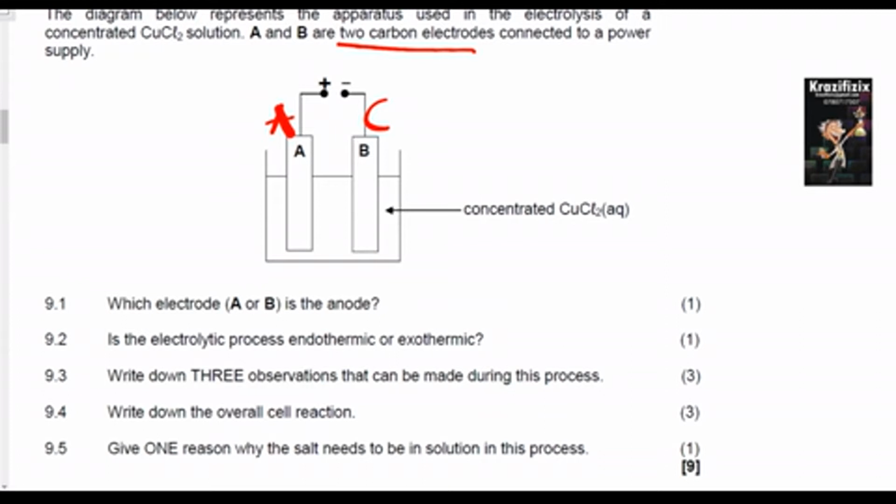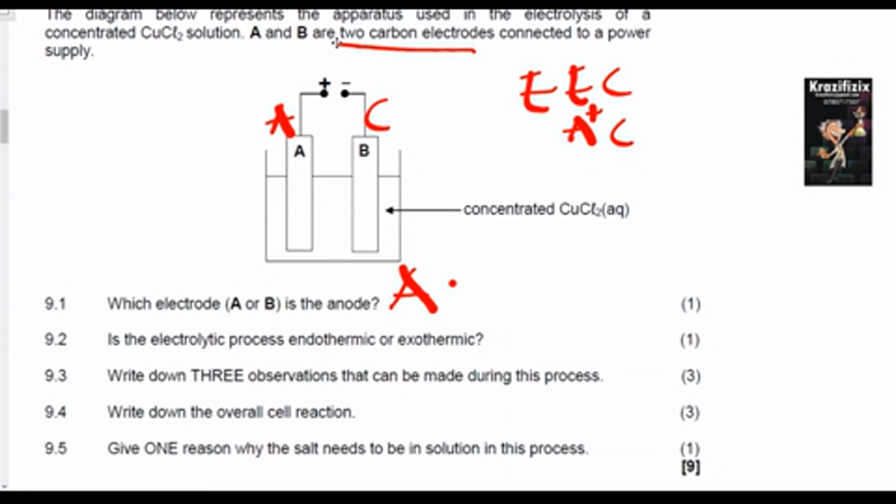All right. Remember that we said it's EEC, you have AC positive. Our anode should be positive. So which electrode, A or B, is the anode? Our answer is A. A is the anode because it's the positive.